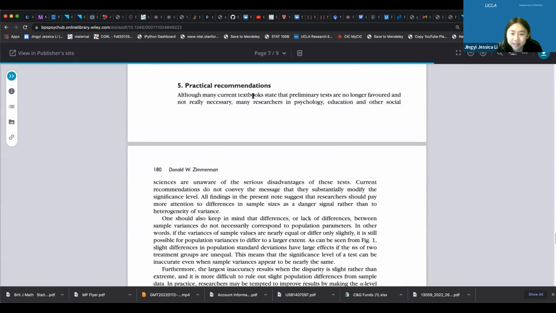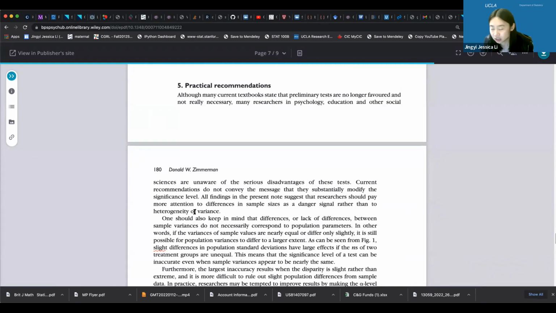Okay, although many current textbooks state that preliminary tests are no longer favored and not really necessary, many researchers in psychology, so this is a psychology journal, education, other social sciences are unaware of the serious disadvantages of these tests. Current recommendations do not convey the message that they substantially modify the significance level. All findings in the present note, this paper, suggest that researchers should pay more attention to differences in sample sizes as a danger signal rather than to heterogeneity of variance.